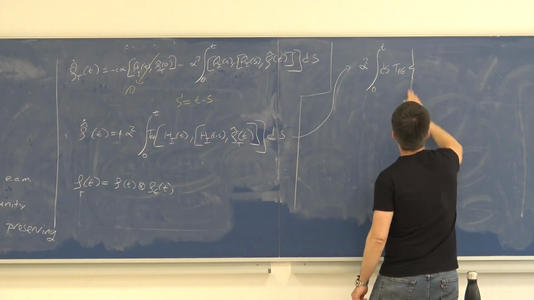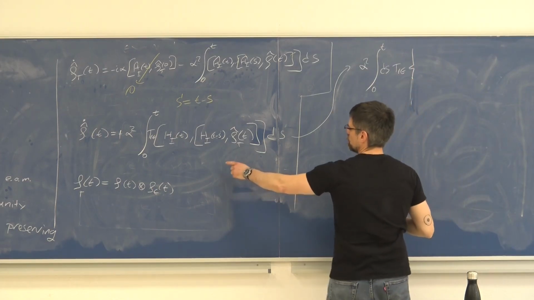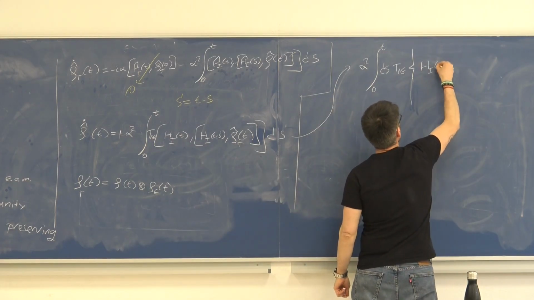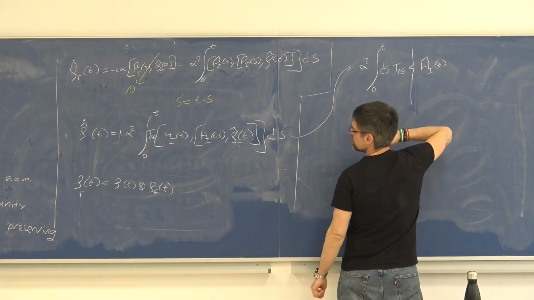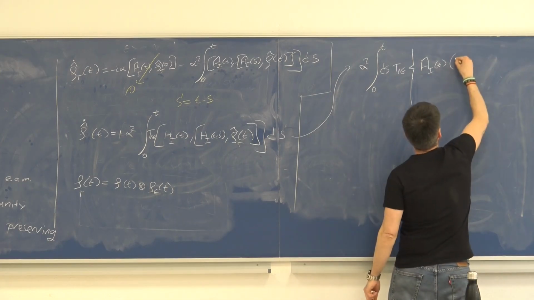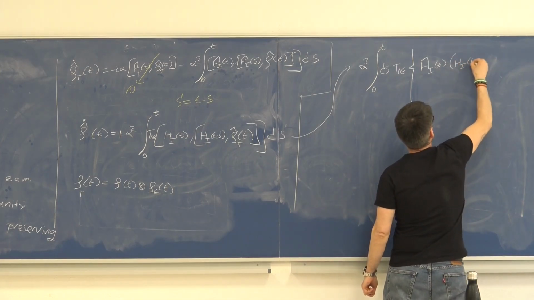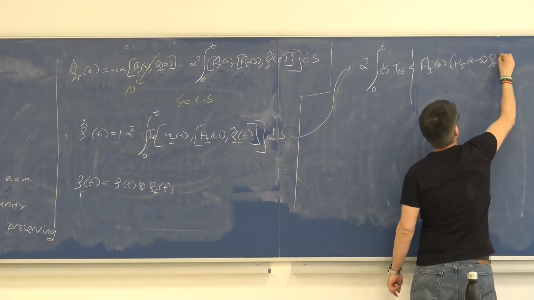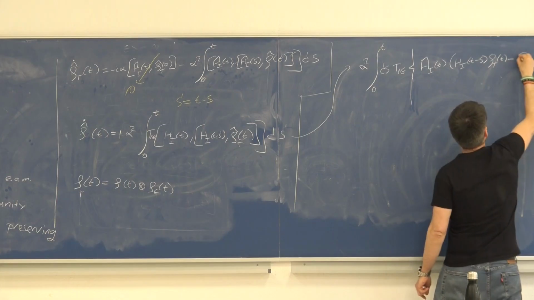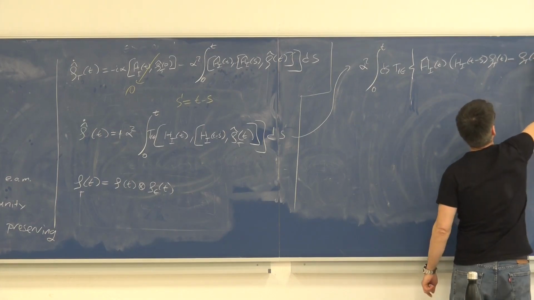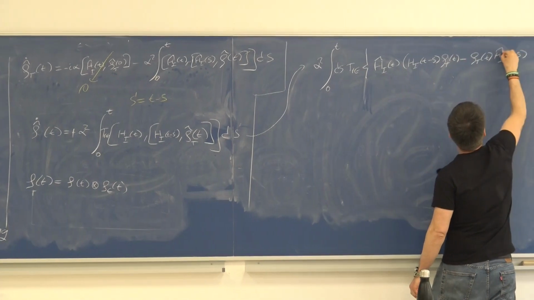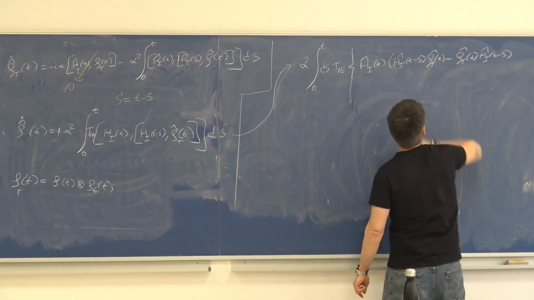And now we will have H_I of t hat times H_I of t minus s times rho of t, minus rho of t H_I of t minus s, with hats on everything.